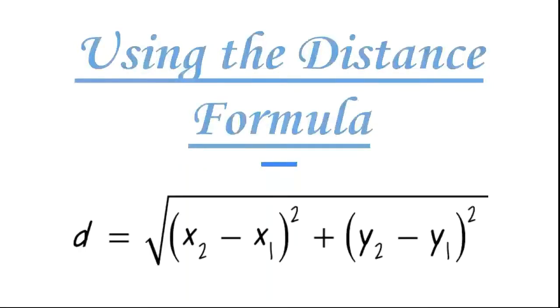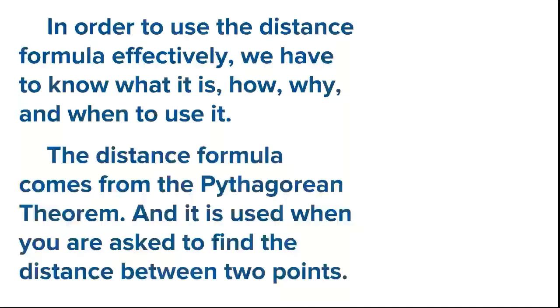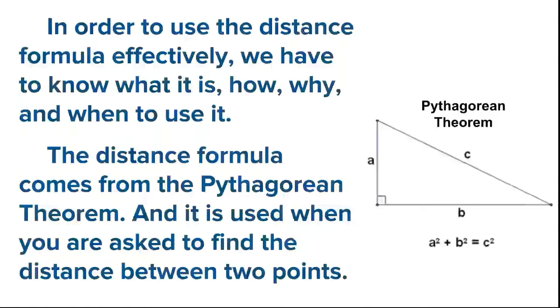Using the distance formula. In order to use the distance formula effectively, we have to know what it is, how, why, and when to use it. The distance formula comes from the Pythagorean theorem, and it is used when you're asked to find the distance between 2 points. Remember that the Pythagorean theorem states that a squared plus b squared equals c squared.